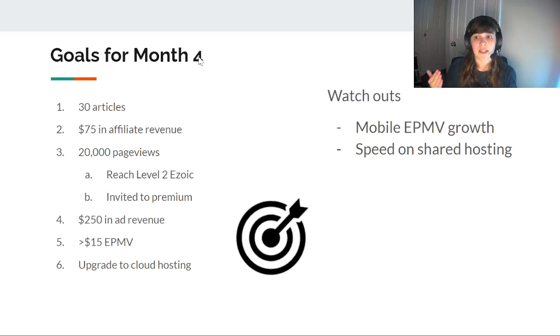So the watchouts are: keep an eye out for that mobile EPMV growth and see how that improves or doesn't improve with the changes I made, and monitor the speed as well as the desktop LCP to see if that has an effect on how my site's ranking.